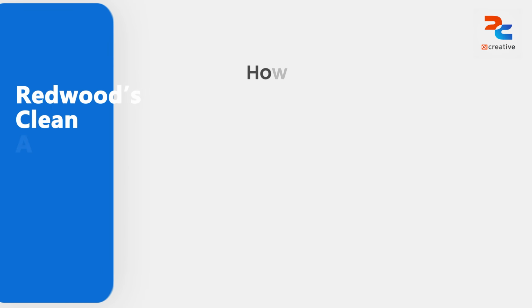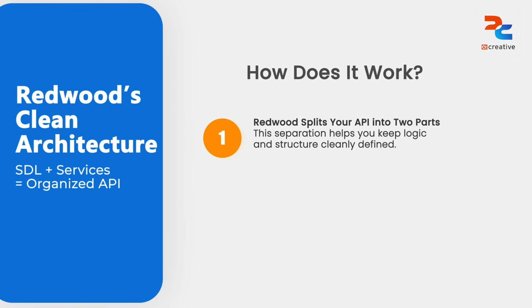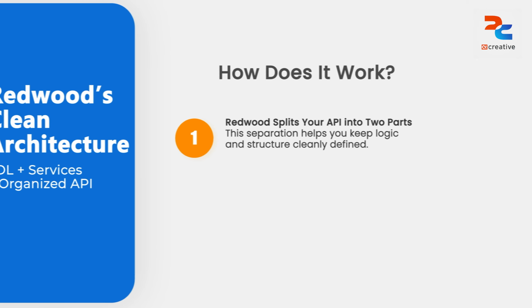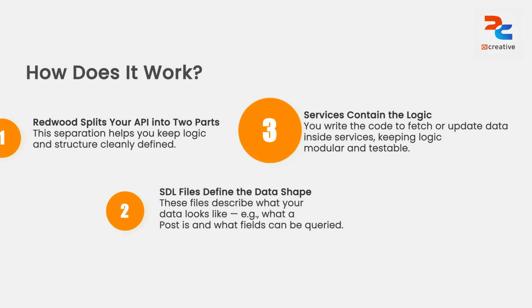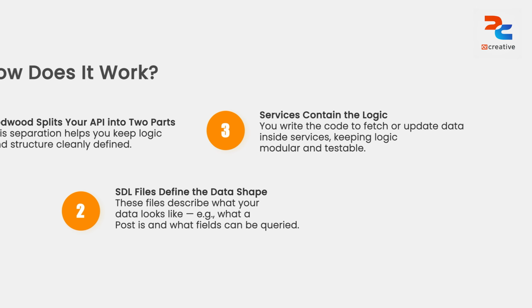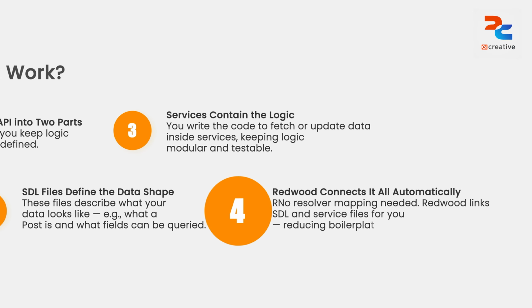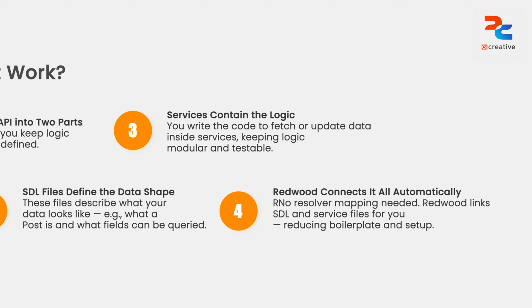Now, here's how Redwood keeps things clean. It splits your API into two parts. The SDL files describe what data looks like, what a post is and what info we can ask for. The services are where you actually write the code to get or update the data. And guess what? Redwood automatically connects them for you, no extra setup needed.